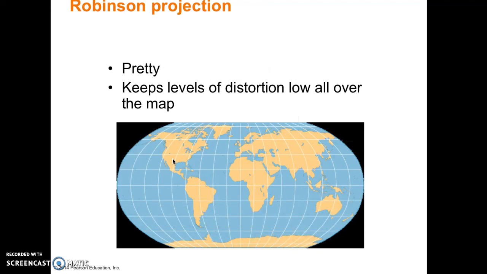The Robinson projection is very pretty. It has low levels of distortion all over the map, but it has many types of distortion. So it has distance distortion, a little bit of shape, and a little bit of the landmass size. So I think it's one of the most attractive maps, but it's not always the most useful.